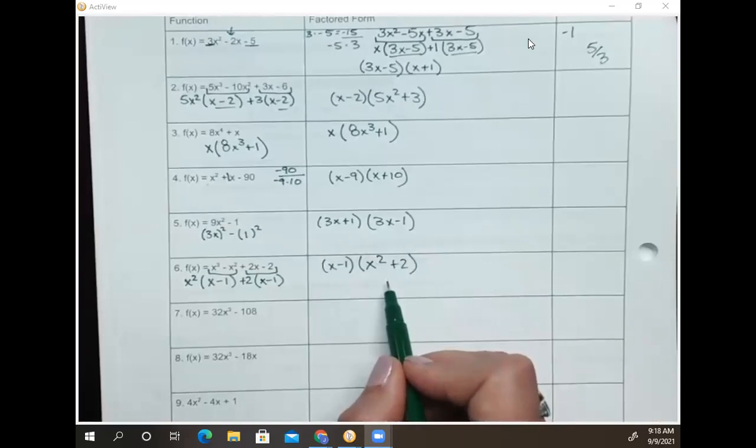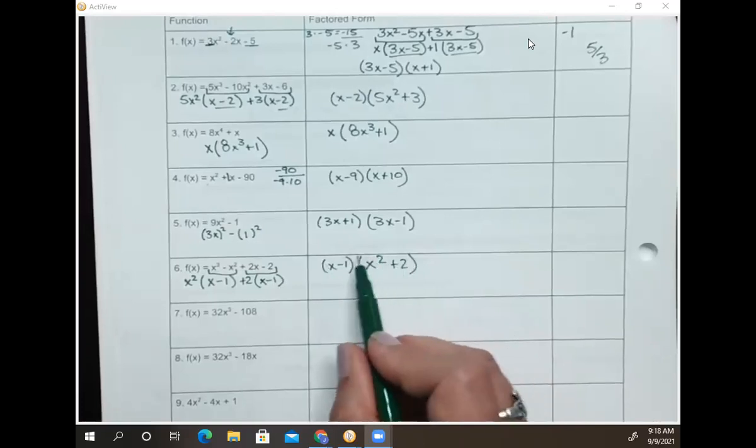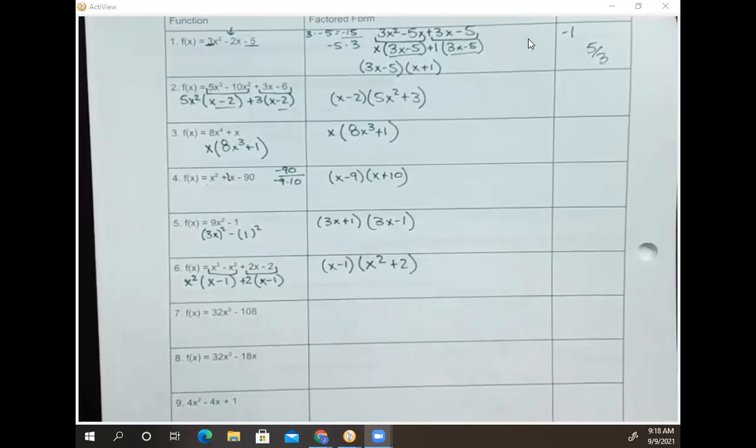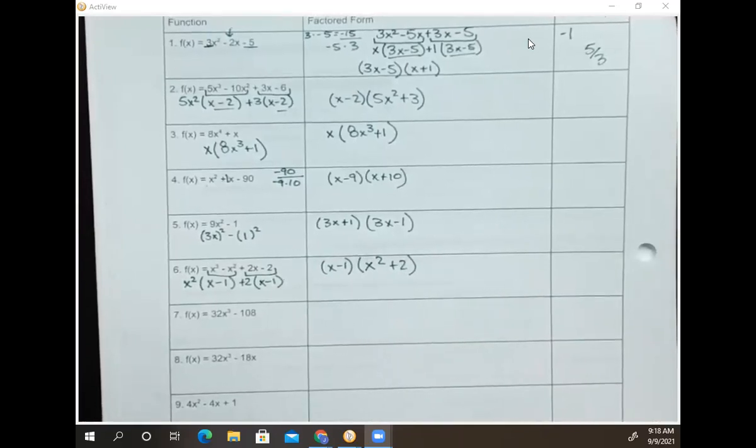Difference means what? Subtraction. Difference means subtraction. Do I have subtraction here? Nope. So we're going to leave this one as it is. Okay, let's hop down to number 7.